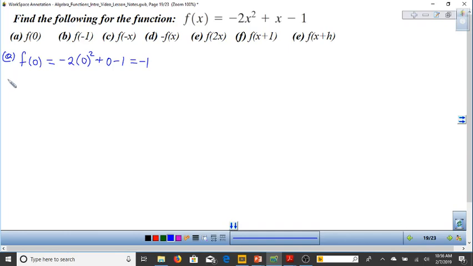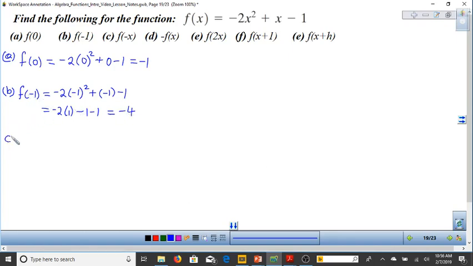So part B, f of negative 1, means we replace all your x's with negative 1, and I'll put that negative 1 in parentheses, and then proceed. I will get negative 2 times the square of negative 1, which is 1. And then when you add a negative 1, you're just subtracting 1. Basically, then we have negative 2 minus 1 minus 1. That will give you a negative 4. So f of negative 1 is negative 4.